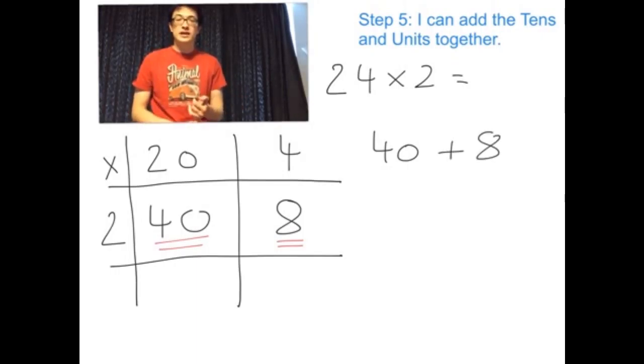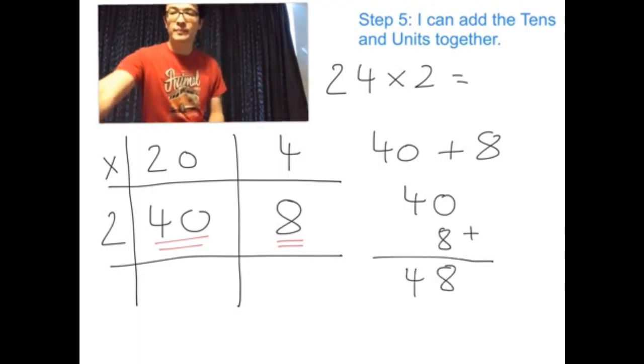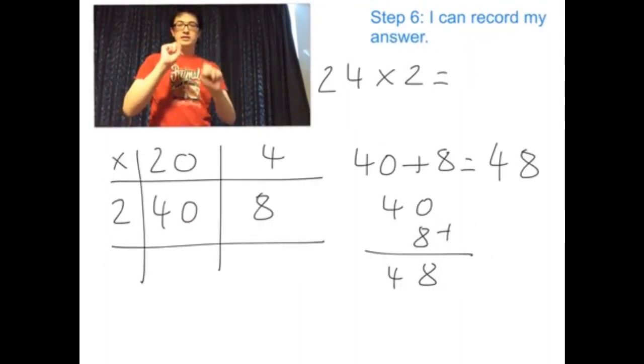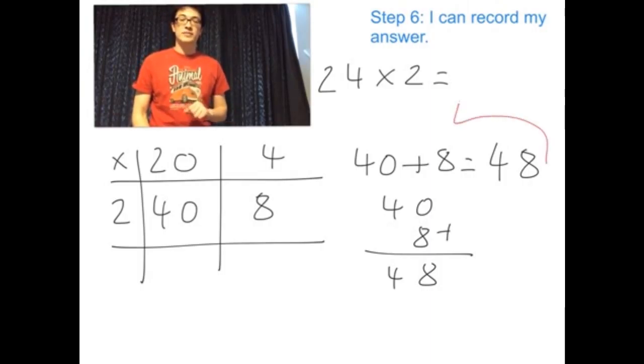Now you can use a number line to help you to do this. You can use a column method if you want, like we're going to do here. And all we're going to do is do 40 add 8, which gives us the number 48. Step number 6. I can record my answer. Now that we've got the answer 48, we have to make sure the last thing we do is put 48 into the answer space. So 24 times 2, we make sure it is 48.